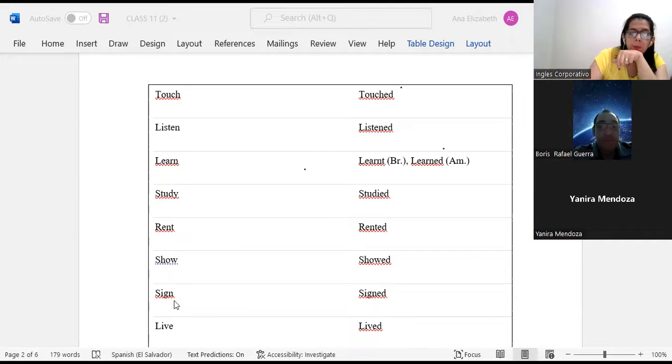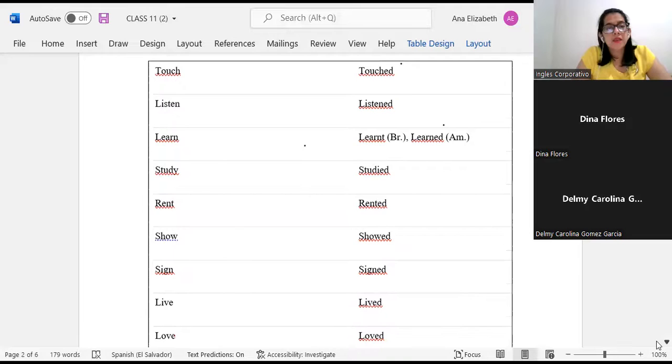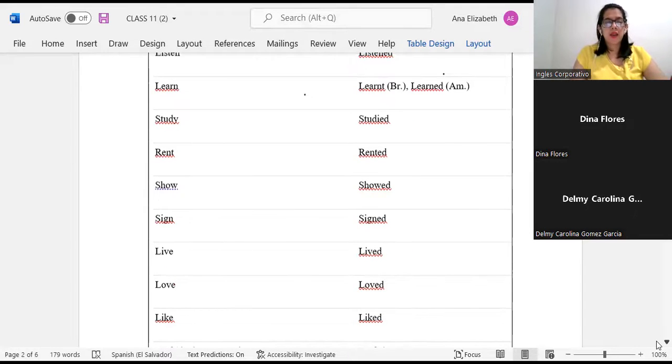What about leave? Leave. I live with my kid. Yes, Carlitos. Shower is ducha. She signed a contract. Excellent, Brenda. I live in Quetzaltepeque, La Libertad. Yes, I live in Quetzaltepeque, La Libertad.